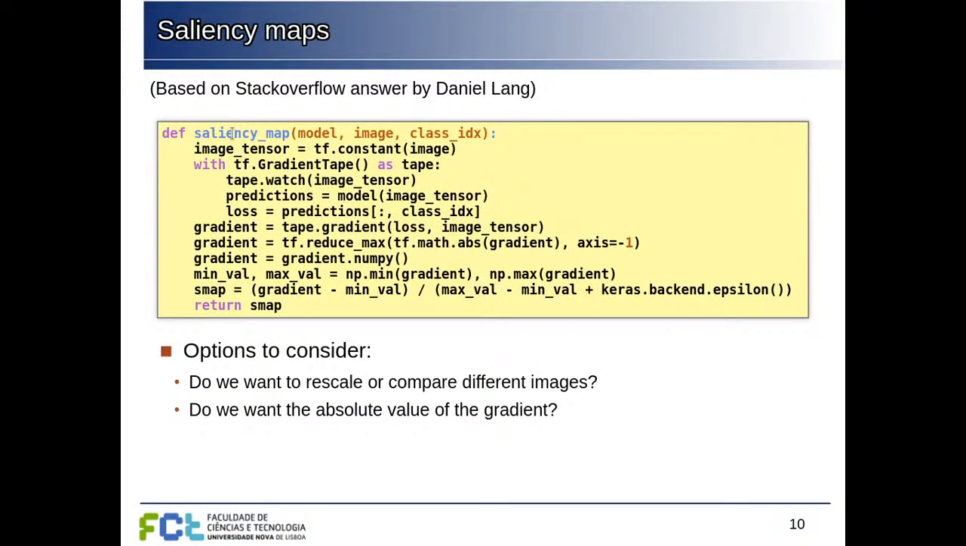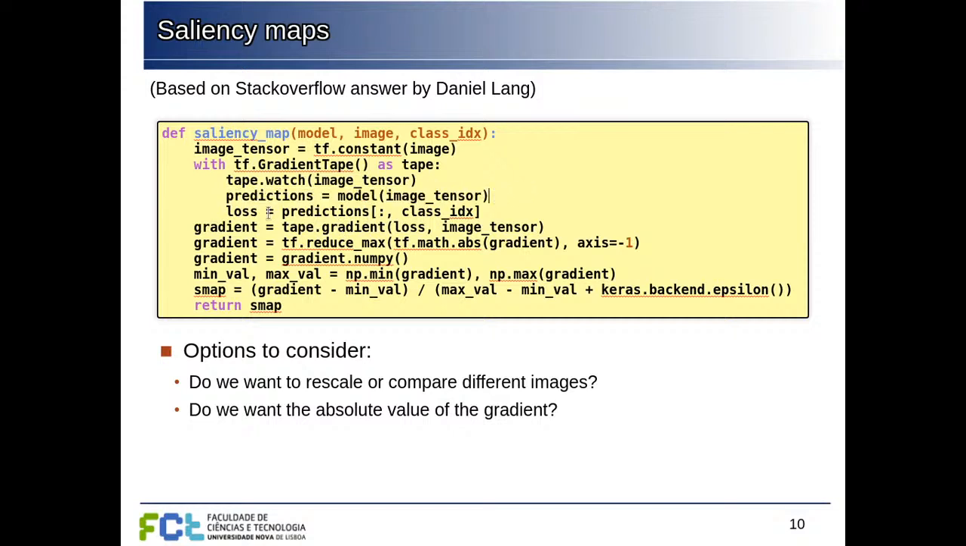So let's create a saliency map where we have the trained model, an image, and the correct class for that image. So what we're going to do here, first, these images are going to be fed into this function as NumPy arrays, but I'm going to convert them into TensorFlow tensors so that I can apply this gradient tape. This is similar to what we saw in the first sessions on TensorFlow. I'm going to create this gradient tape context. I'm going to watch the image tensor here.